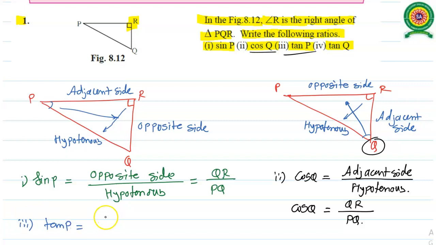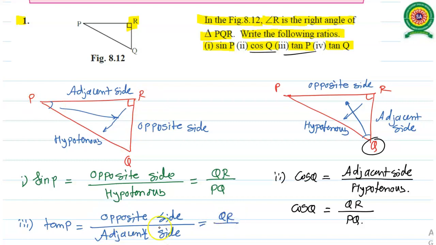Now to evaluate the value of tan P, the third trigonometric ratio. The basic formula for tangent of an angle is the opposite side to that of the adjacent side. Now look at angle P and write down the names of the opposite and adjacent sides. With respect to angle P, the opposite side is QR, while the adjacent side is PR. So the value of tan P is QR divided by PR.